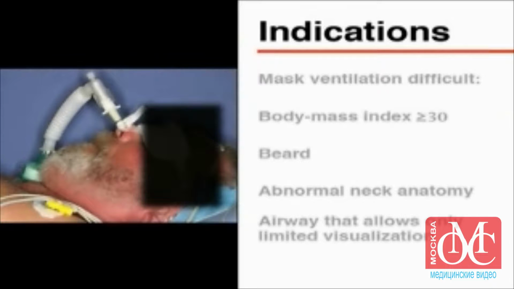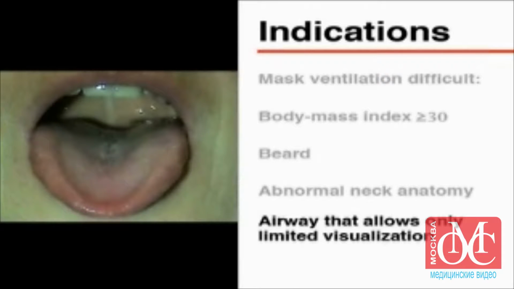Fiberoptic intubation may be considered when mask ventilation is likely to be difficult, as in patients with a body mass index of 30 or higher, a beard, abnormal neck anatomy, or an airway that allows only limited visualization of the laryngeal structures. Patients with 2 or more risk factors are particularly good candidates for the fiberoptic approach.